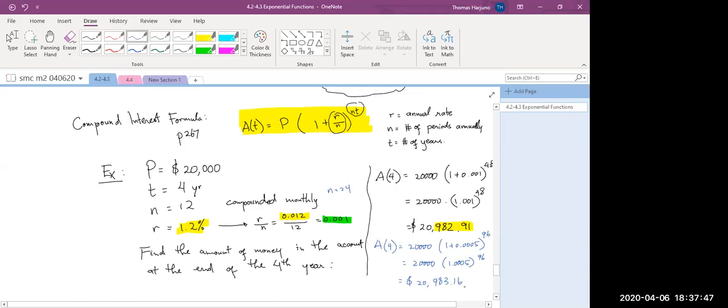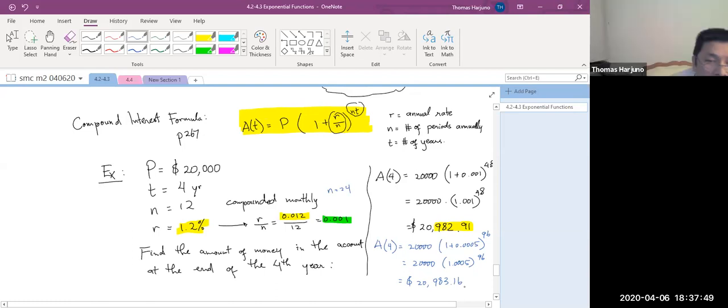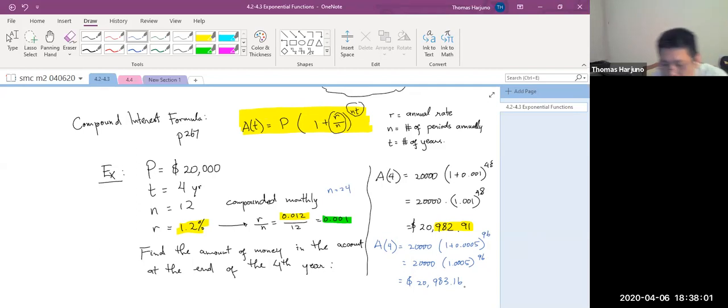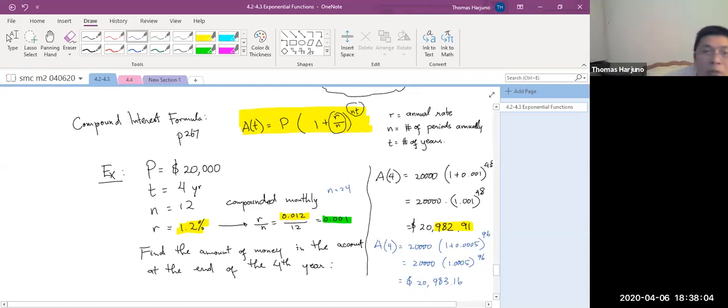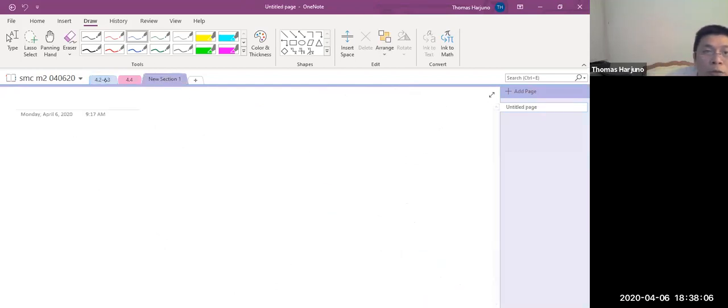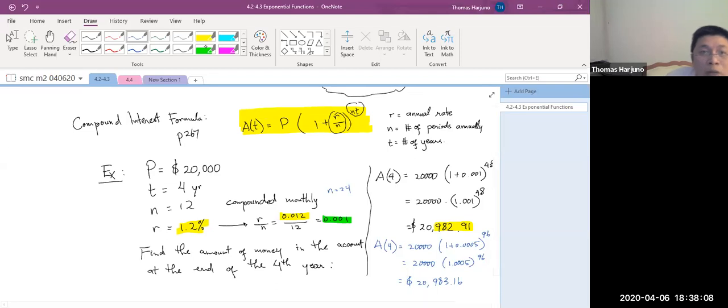So then somebody may ask, okay, can we increase that more, instead of compounding it monthly, like twice a month? How about if we compound it daily? Then we expect this number to be even larger, right? If we compound it even more often.